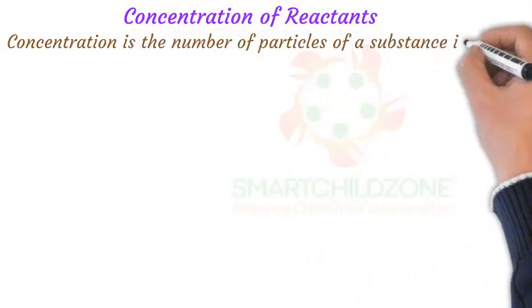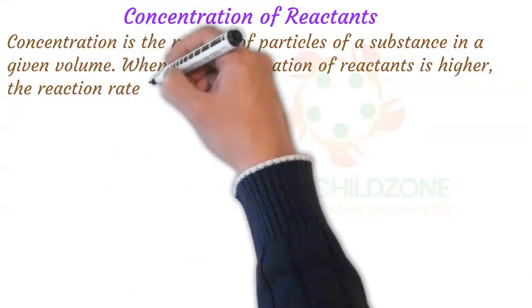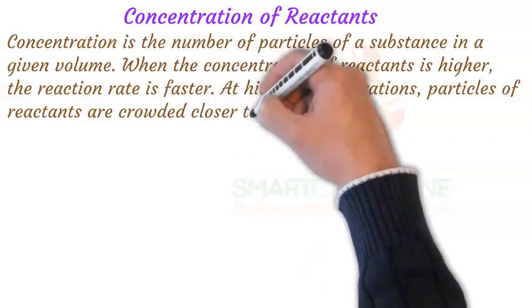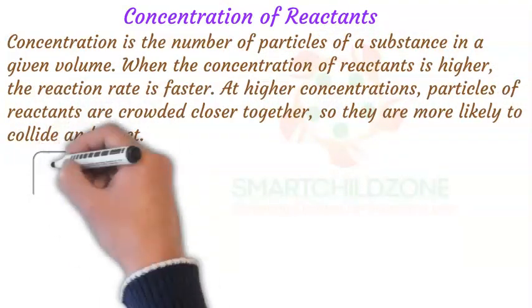Concentration is the number of particles of a substance in a given volume. When the concentration of reactants is higher, the reaction rate is faster. At higher concentrations, particles of reactants are crowded closer together, so they are more likely to collide and react.